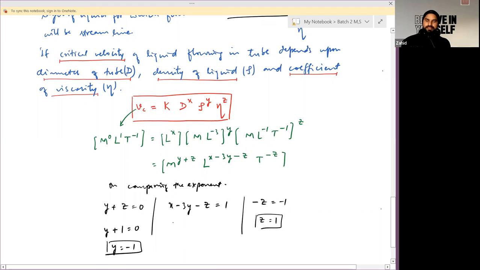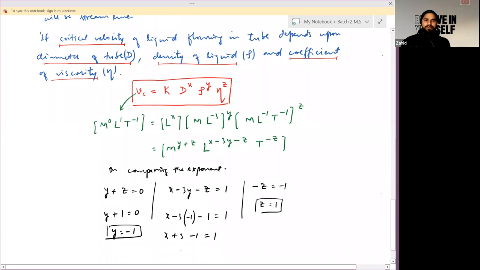And put these two values in the middle equation: x minus 3 times y, which is minus 1, minus z, which is 1, equals 1. So x plus 3 minus 1 equals 1. So 3 minus 1 is 2. On moving to the other side it will be minus 2 plus 1. So you'll get just minus 1. Asma, you got this answer?